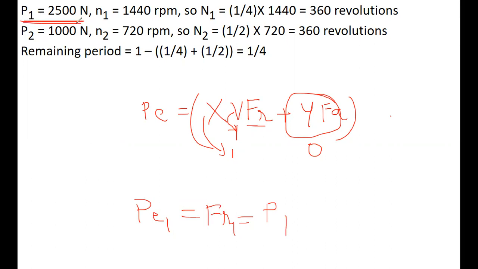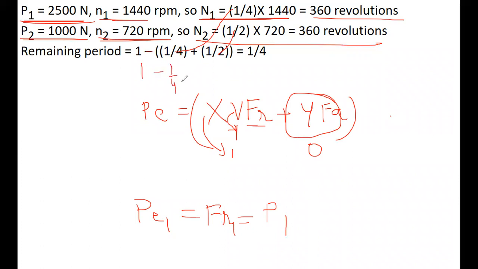So this is radial load. N1 is RPM given. If I multiply it by the fraction of seconds, then it will be 360 revolutions. Same way, radial load, RPM, and revolutions. For the remaining period, I told you, 1 minus 1 by 4 plus 1 by 2. Minus is over here. If I simply do it this way, then also it is okay, which will turn out to be 1.4. You'll have to take LCM, or you can do it in your calculators as well.